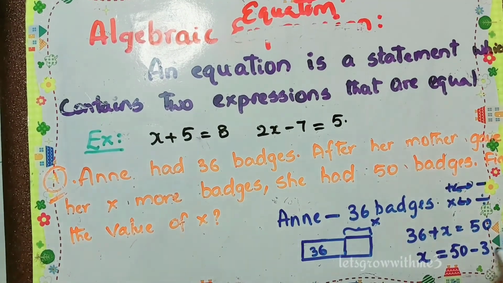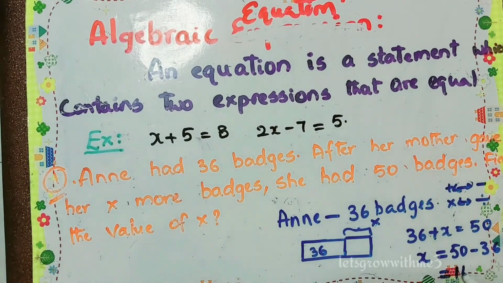Okay, so now x is equal to 50 minus 36, which is equal to, x is equal to how much? 14. So that's it. Her mother has given how many badges? 14 badges to Anna. Then the total becomes 50 badges. Is our answer correct? Yes, it is satisfying our equation.